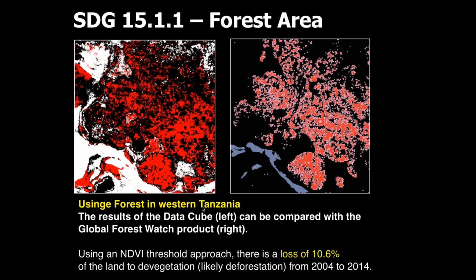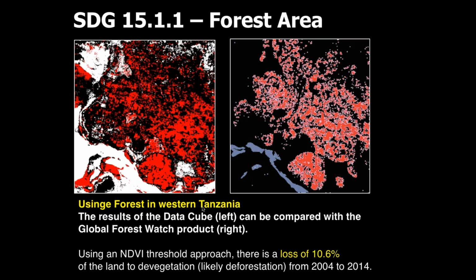In this particular case, there are two products you're seeing here. Number one is the data cube results on the left. Everything in red on the left-hand side of the left image is an area that has been devegetated, and it's likely deforestation over a 10-year period. There was a difference there, a loss of 10.6% in the land.